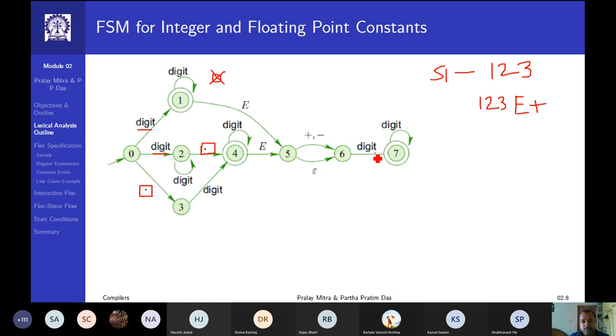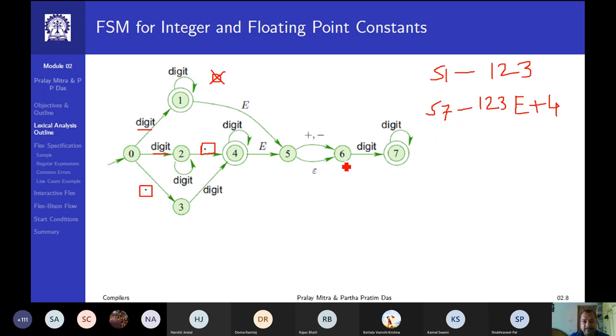Then you have one digit, only a single digit, say 4, which is enough to go to some final state. But if you wish to have more and more digits on that one, that is also fine, but everywhere it will be in the state 7. That is my one final state.